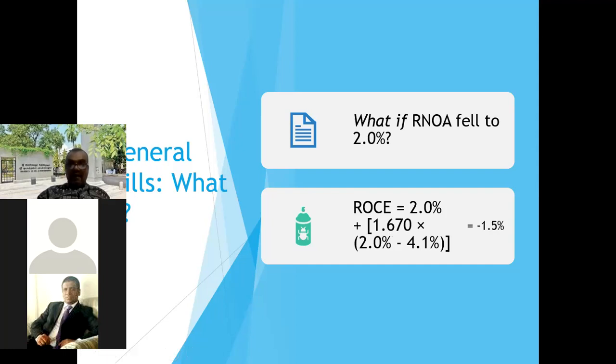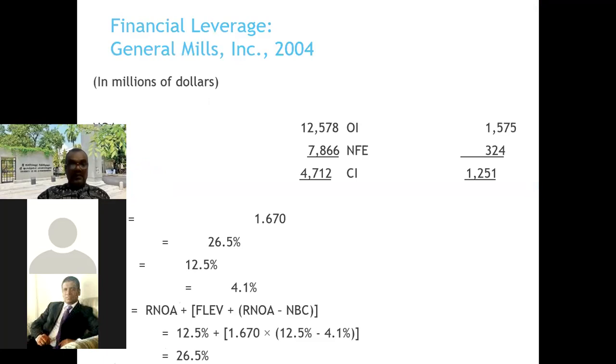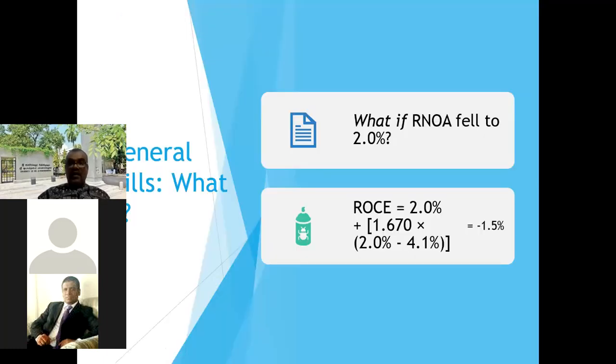ROCE, what if net return on net operating asset fell to 2%? Instead of 12, now you can reconcile, not with these numbers, because with these numbers you can't. So these numbers fit to this given situation. If return on net operating asset fell to 2%, what is the spread?